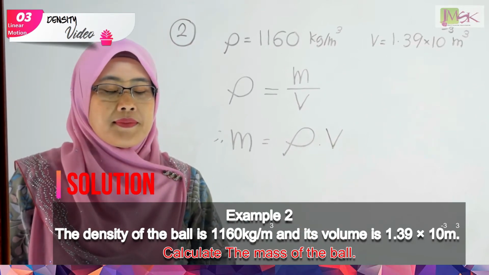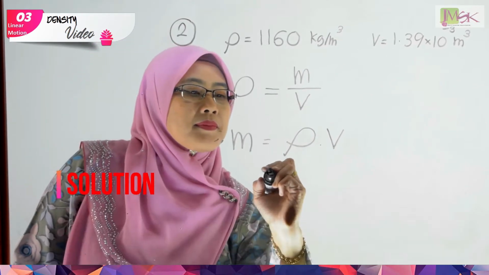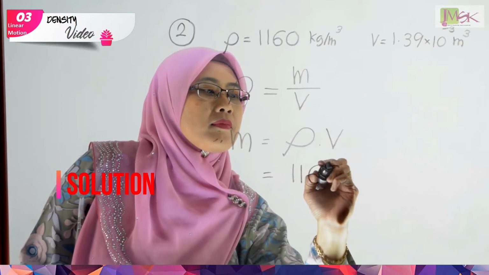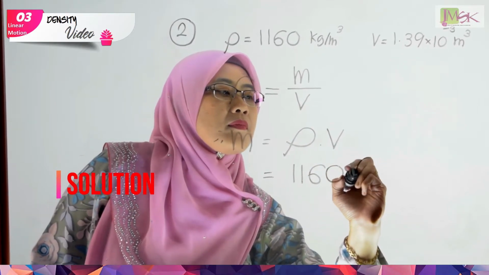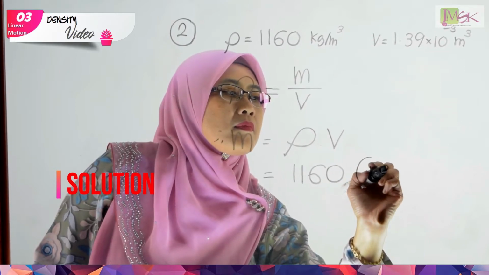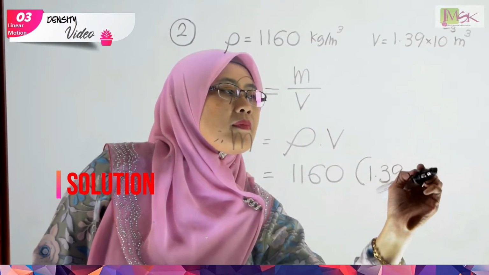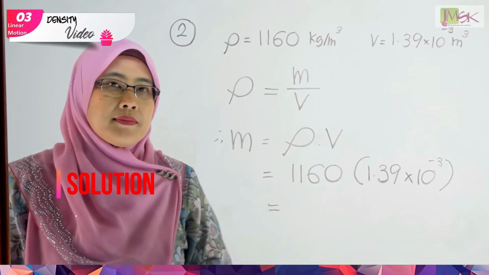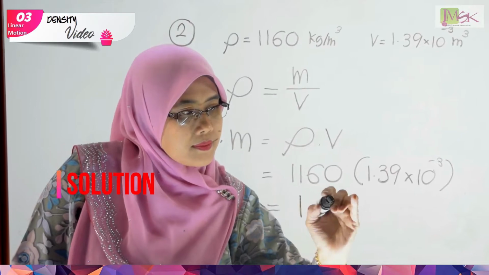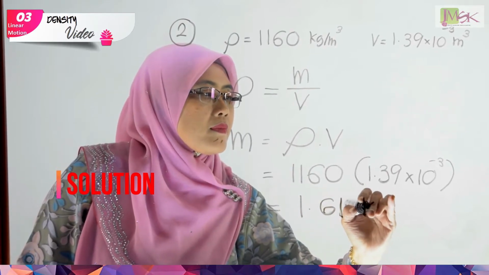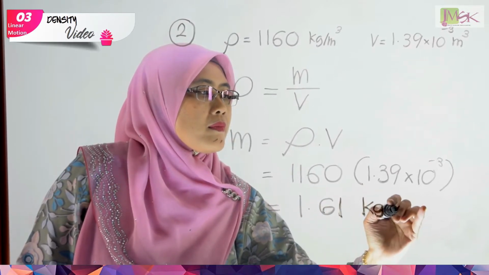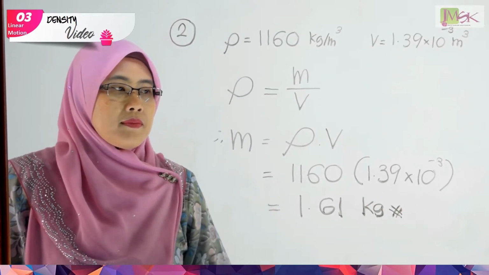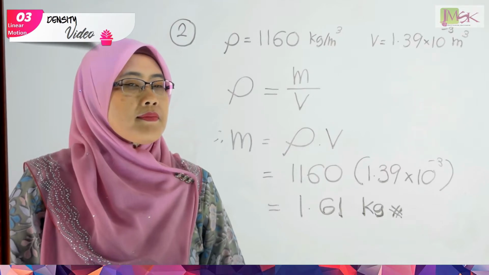Insert the value from the data. 1160 multiply with 1.39 times 10 power of negative 3. So the answer is 1.61 kilogram. If the question asks you volume, just change volume as subject. V equal to m over rho.